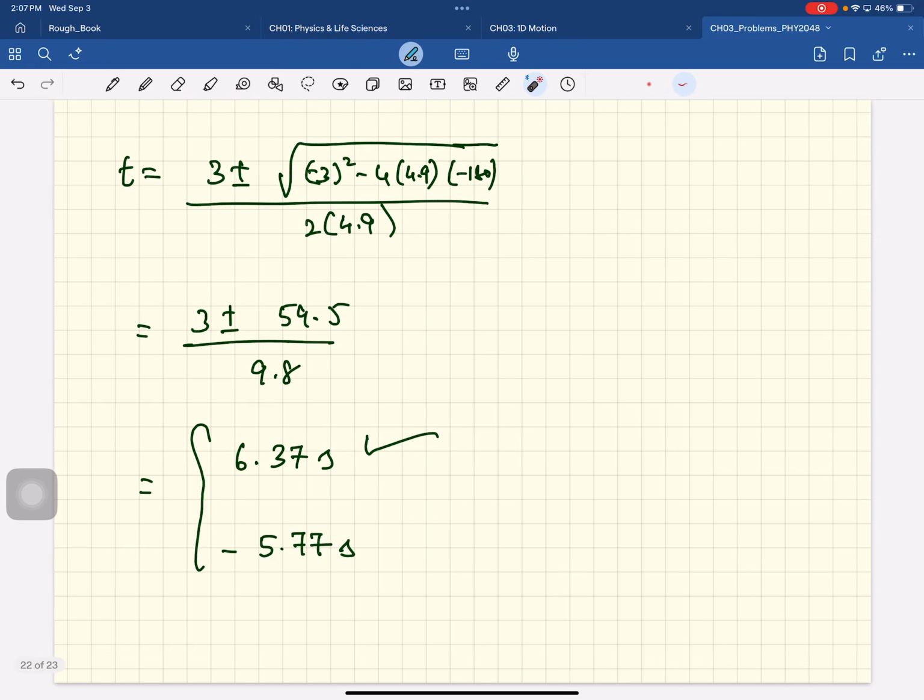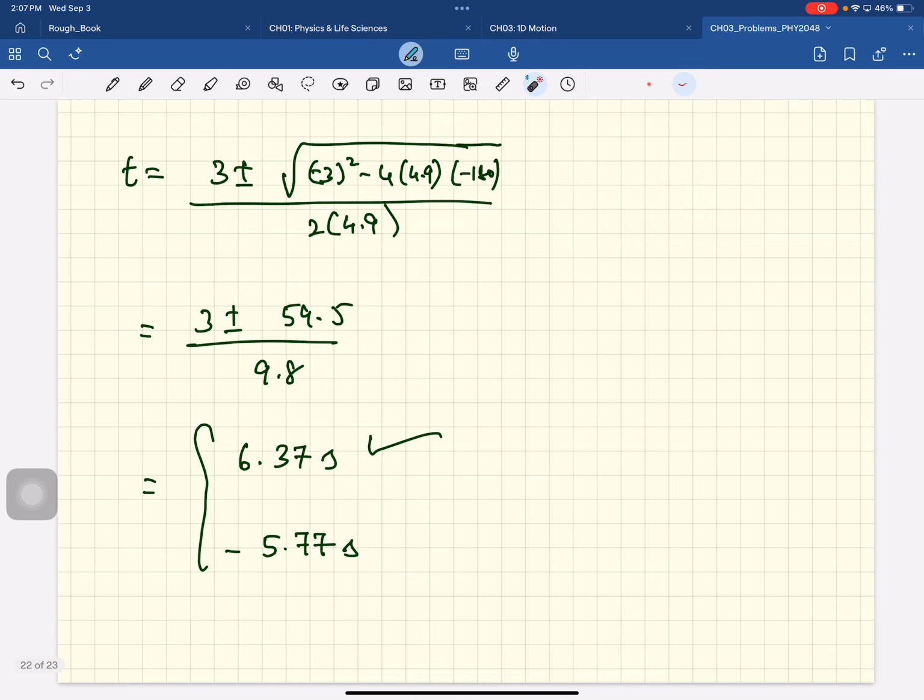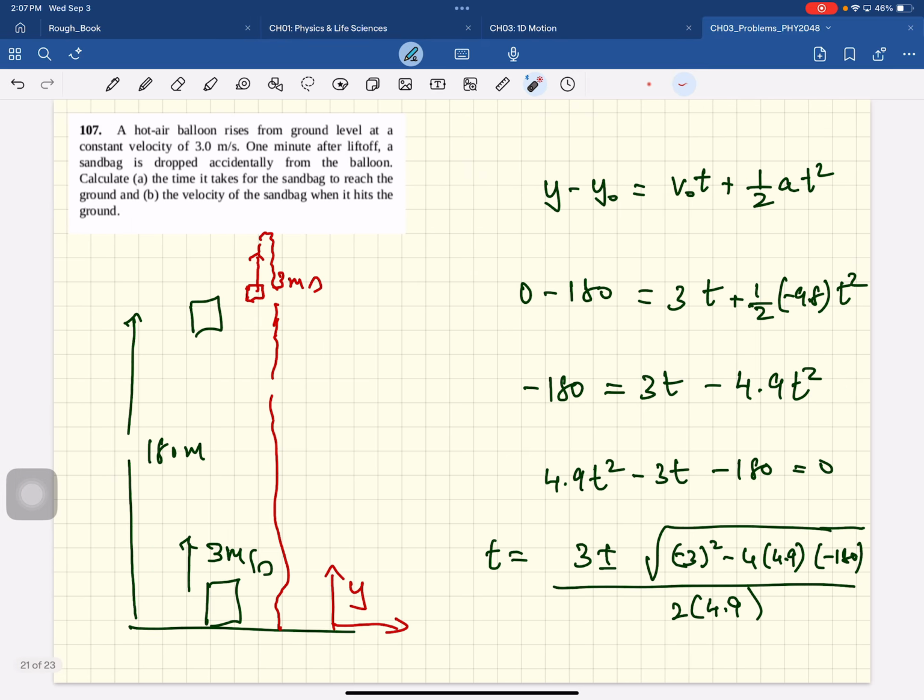You've been saying the little g, you mean like gravity? That's the magnitude of the acceleration g. Yep. All right, guys, this is enough for today.